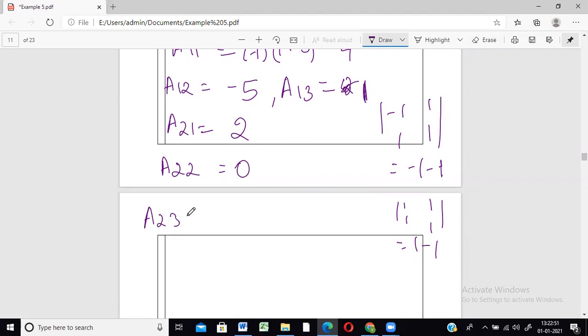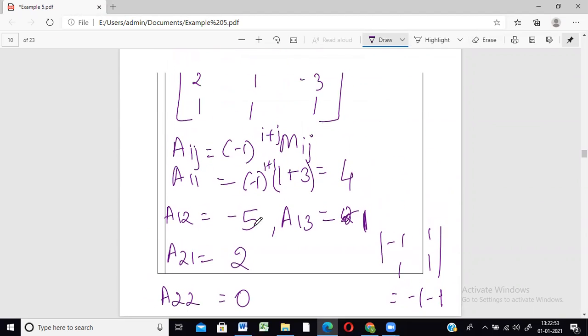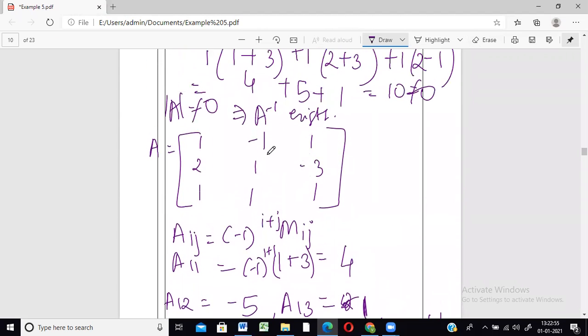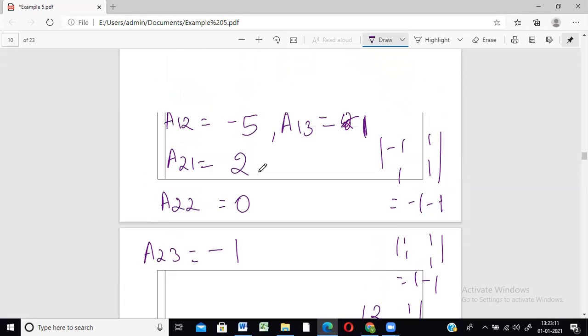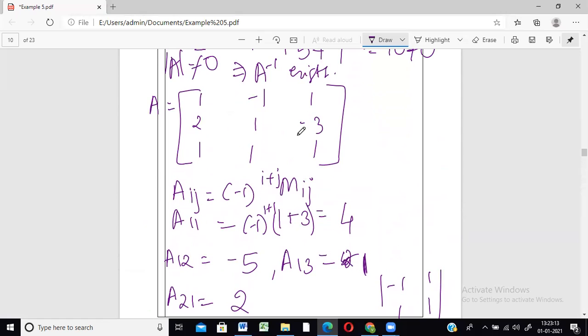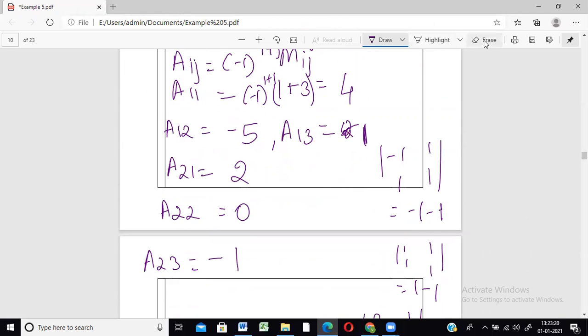So A23. 2 plus 3, 5. Yes, the sign will change. This element. Ignoring this row and this column, whatever you get is 2 1 1 1. That's 2 1 1 1. 2 ones are 2 minus 1 into 1 is 1. So the answer is 1, but the sign will change as I said, so that will become minus 1, right? Just a second.